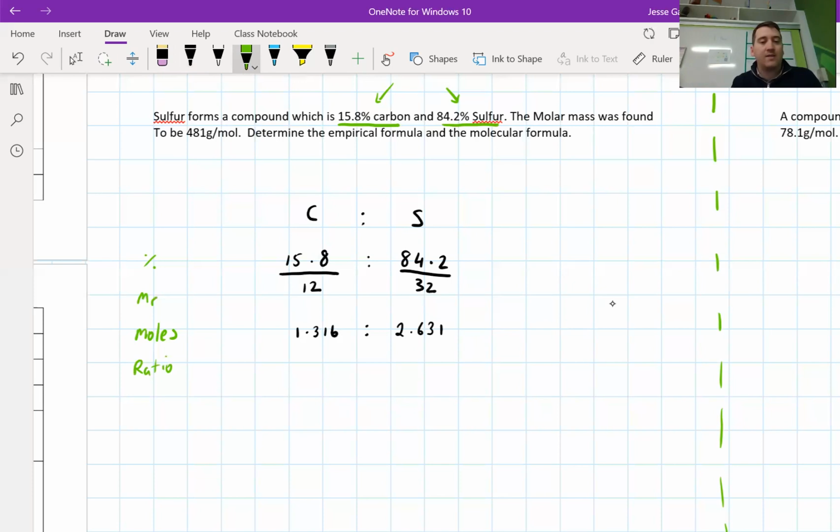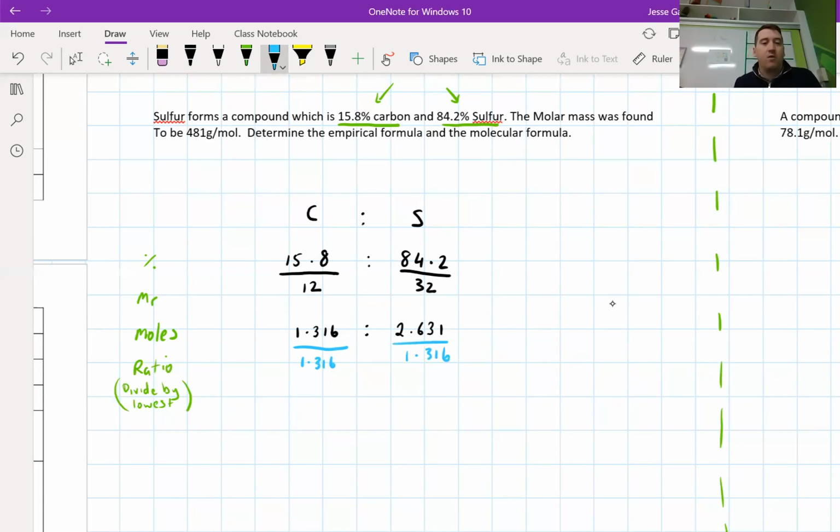The next thing we want to do is write down the ratio. I showed you how to do this in the last video. Divide both the numbers here by the lowest of the numbers. So which one's the lowest one? Well, 1.316 is smaller than 2.631. So we're going to take both of those numbers and divide by the smallest one, 1.316.